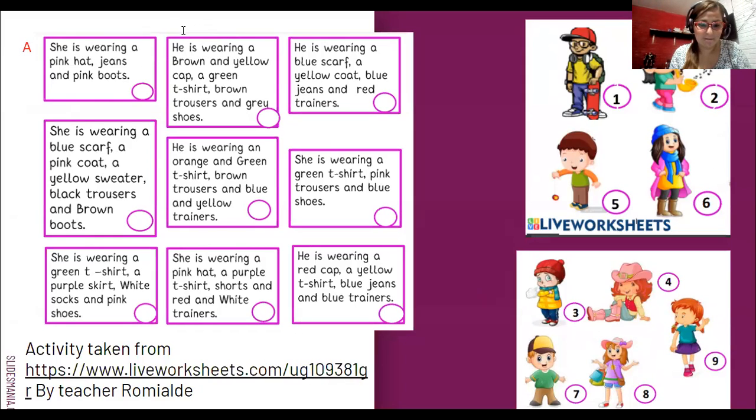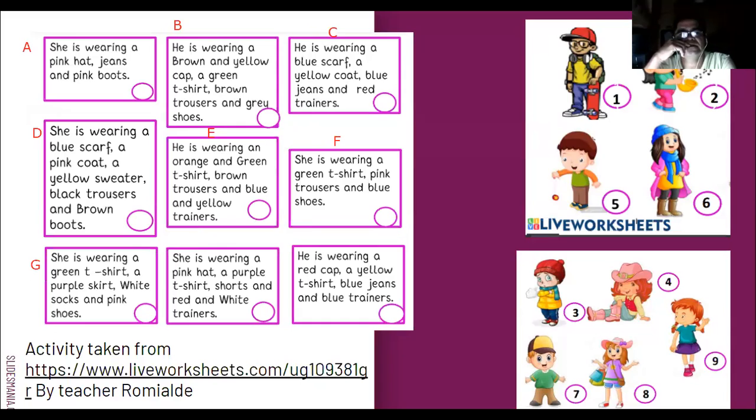So this is A, B, C, E, F, G, H, and I. Okay, so what you're going to do, individually, you're going to match the letter with the answer. For example, she is wearing, listen please. She is wearing a pink hat, boots. What number is that? Three. Four. Okay. Four. So I'm going to write four.